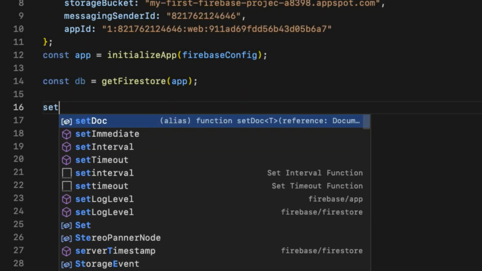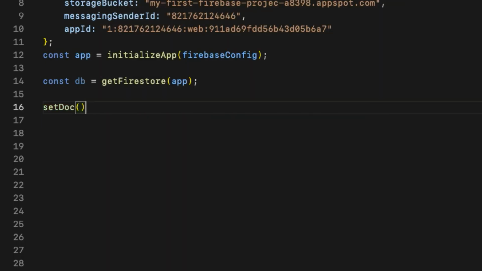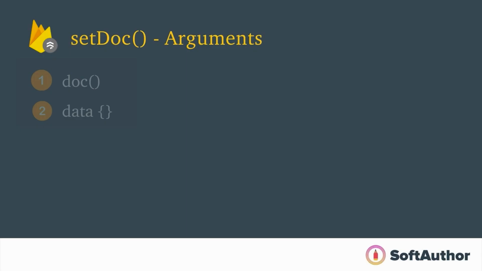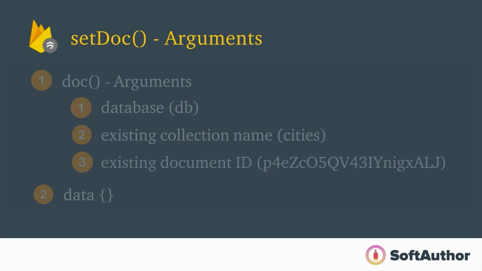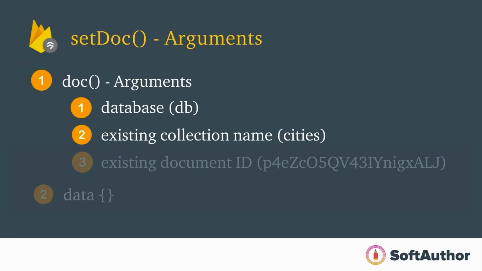Let's declare setDoc, opening and closing parentheses. This setDoc method will take two arguments. The first one is the doc method as an argument, and the second argument is actual data. Let's take a look at the first argument, doc method. This doc method takes three arguments, which are pretty straightforward. The first one will be the database, the second argument will be the collection name, and the third argument will be the existing document ID that we want to update data to. Let's see that in action.